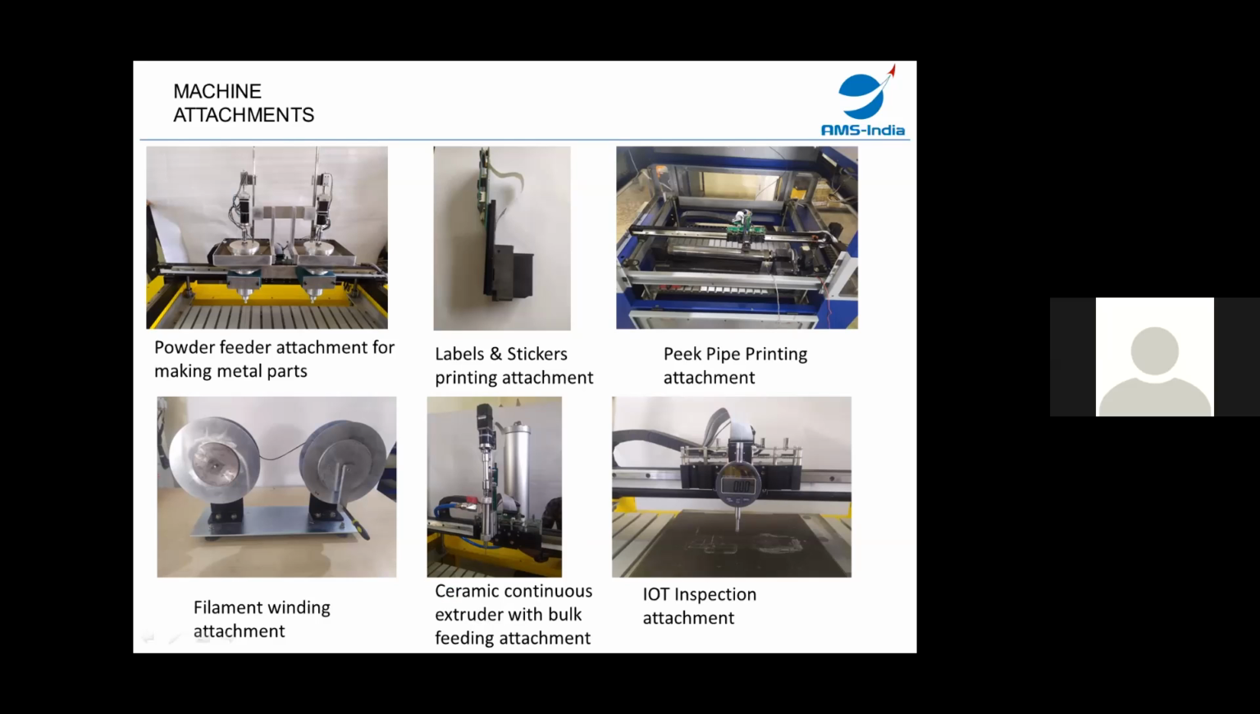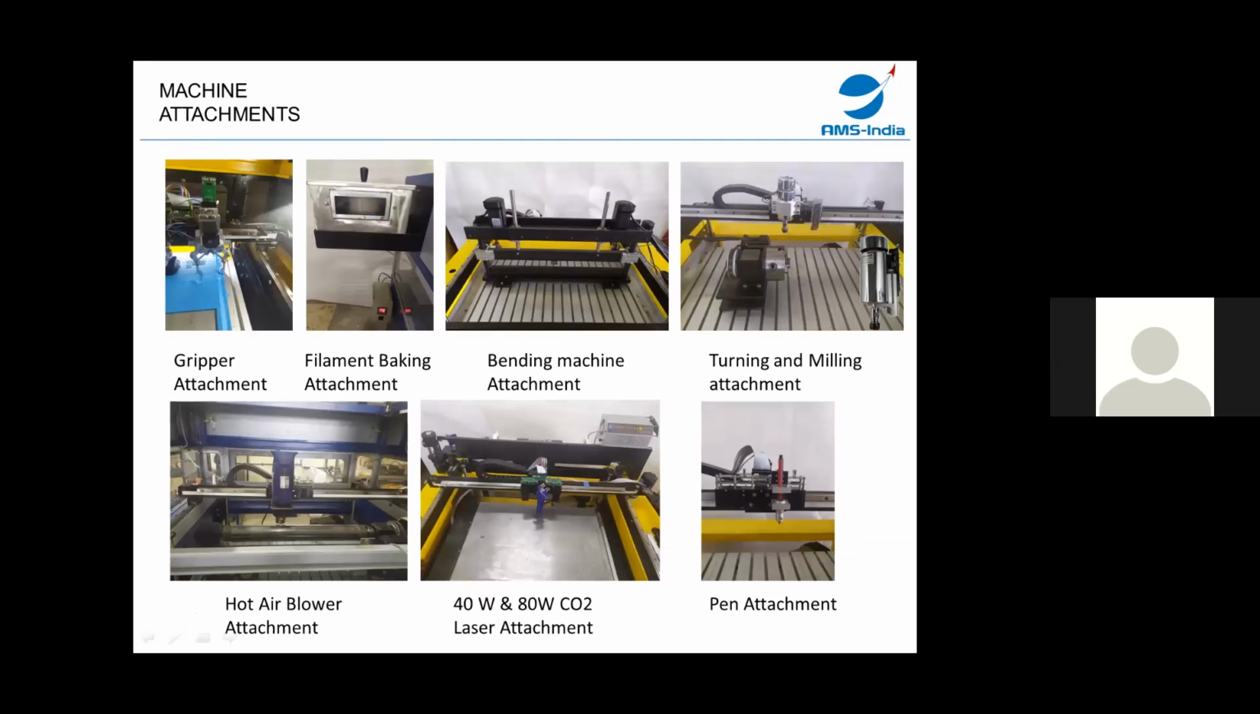We also have an IoT inspection attachment on the machine, which can measure the components being made and store the data on a remote server. With an IoT attachment, whatever is measured can be seen directly by the OEM or your boss or whoever wants to inspect the part, and they can get the readings immediately. There are more attachments on this machine.